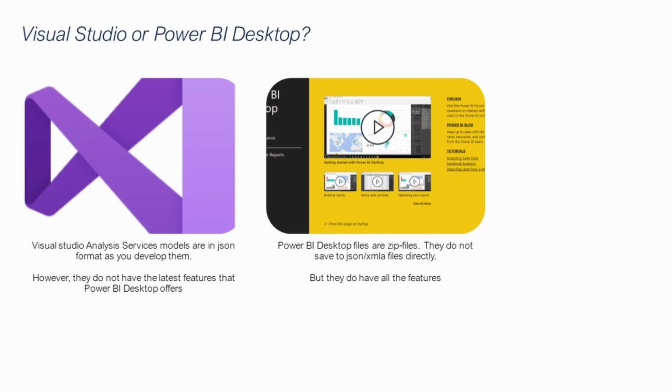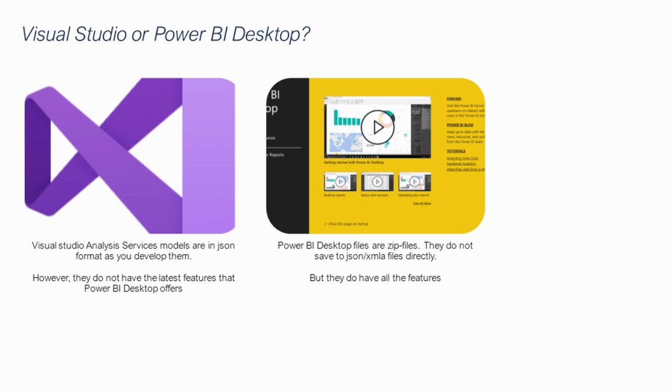So, Power BI Desktop, the advantage here is that it has all the features, right? So if you want to use, for example, automatic aggregations, hybrid tables, incremental refresh, you have to use Power BI Desktop. So now there's the second problem.